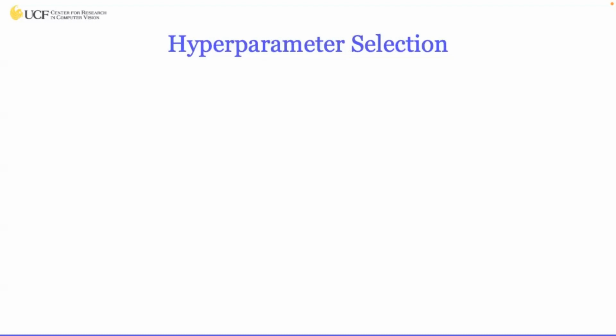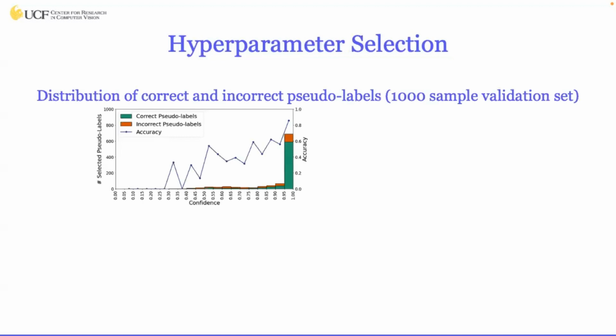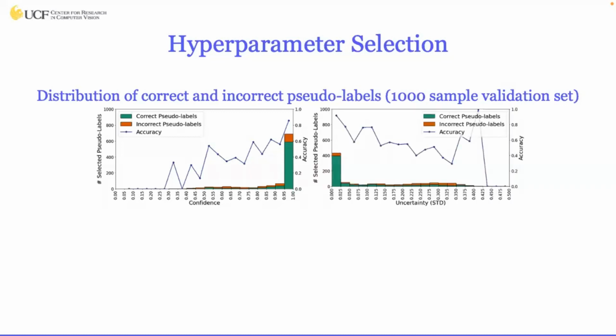This is an analysis for that, where we perform the analysis on a small validation set on CIFAR 10 and plot the accuracy curve over different values of thresholds of confidence. If we look at this analysis, we would probably select a threshold of 0.7 or 0.75. And if we look at the uncertainty distribution, we would probably select something around 0.05.